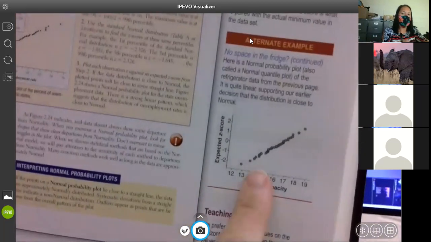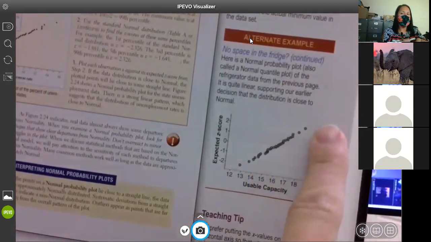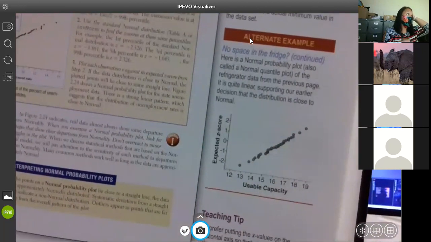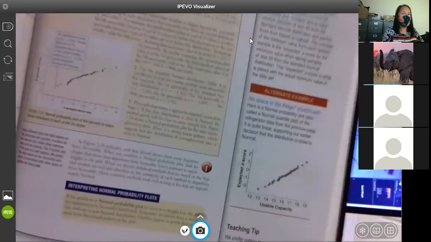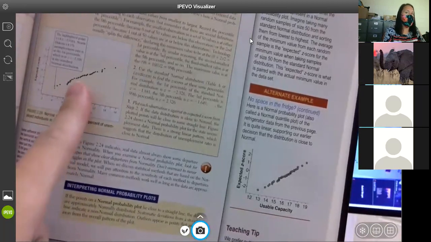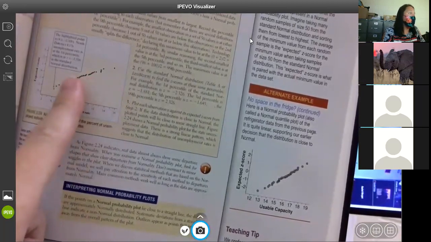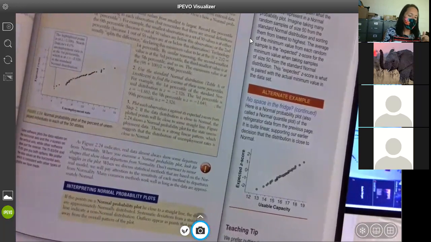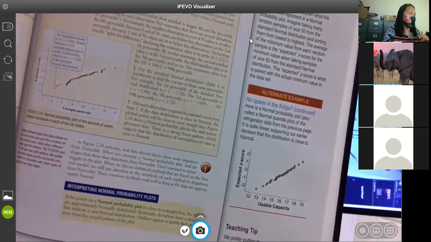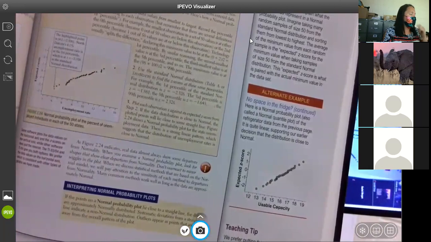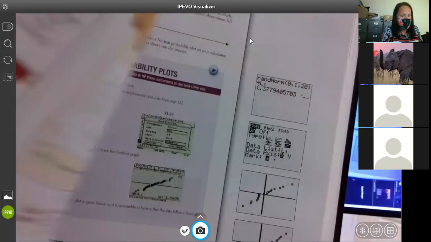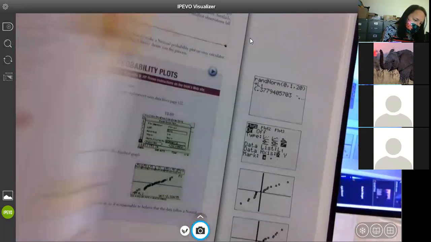See how this one is all linear? That means it's normal. Everybody got it? That means it's normal. When it has a curve to it, like this one, it's just a little curve, so it's fairly normal, but it does have a little bit of skew. Anywhere you see that curve, if the curve is on the low end, that's going to be the skew that you're going to talk about. And I'll try to show you an example.